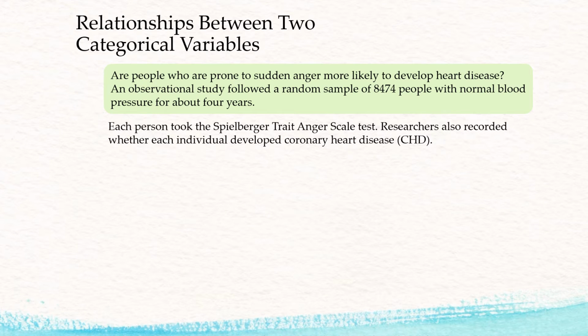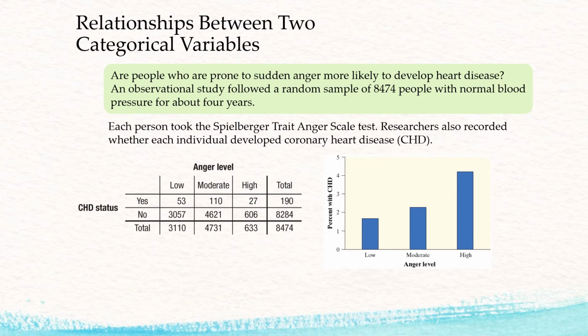Okay, and then they took a trait anger test. Researchers also conducted a test for coronary heart disease. So this is the anger level, low, moderate, or high, and we have our CHD, our coronary heart disease. Did they have it? Did they not have it? And we have all of our totals, and there's our graph, and things are really pretty.